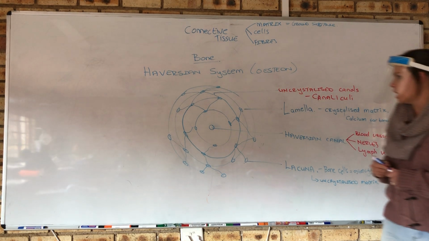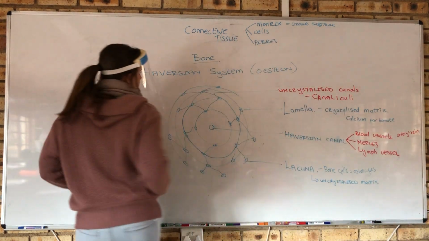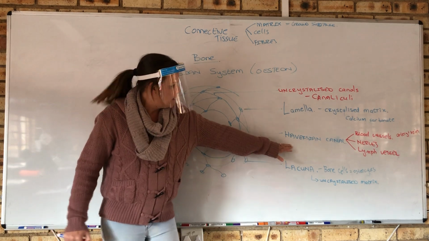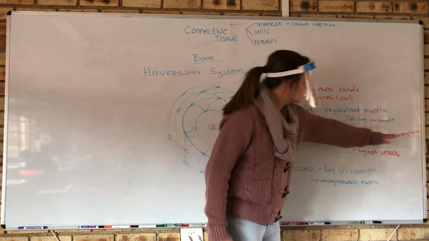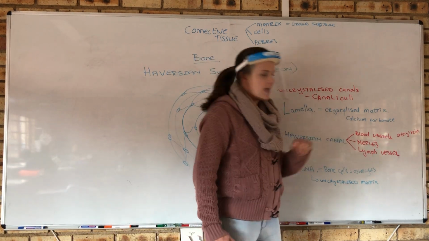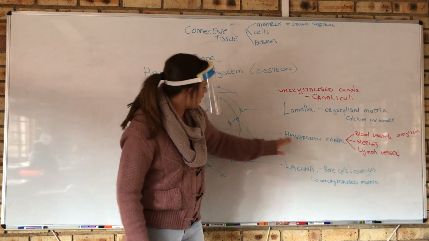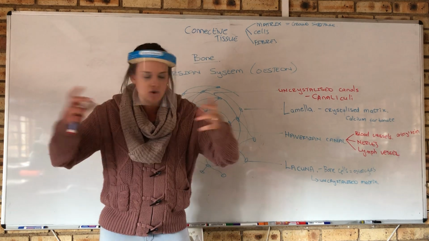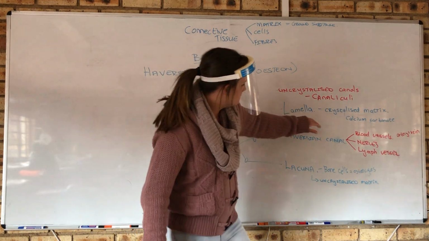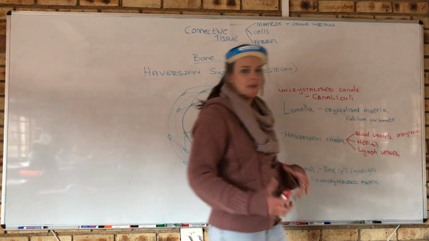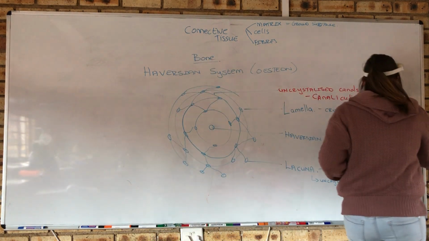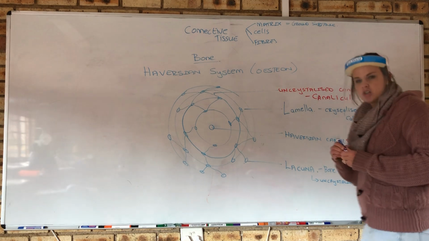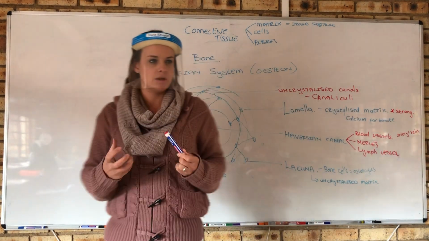So this is the structure of a Haversian system. A Haversian system has a central Haversian canal. In the Haversian canal, we have blood vessels, arteries and veins, nerves, and lymph vessels. Surrounding your Haversian canal are rings of crystallized matrix called lamella. These are crystallized with calcium carbonate. That makes your matrix very, very strong. So it's a strong, solid matrix, so crystallized matrix.